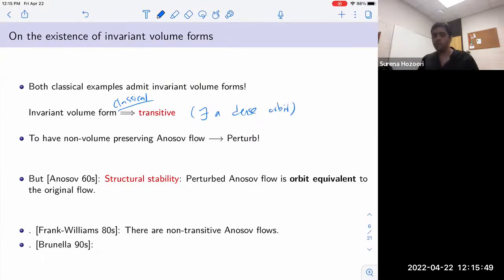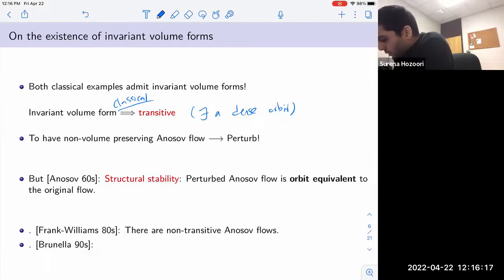Okay. So the existence of an invariant volume form would imply that these flows are transitive, and it's natural to ask, considering the two examples I gave you were volume preserving, whether any Anosov flow is volume preserving, and the answer is clearly not, because we can always perturb an Anosov flow. Okay, so how does that work?